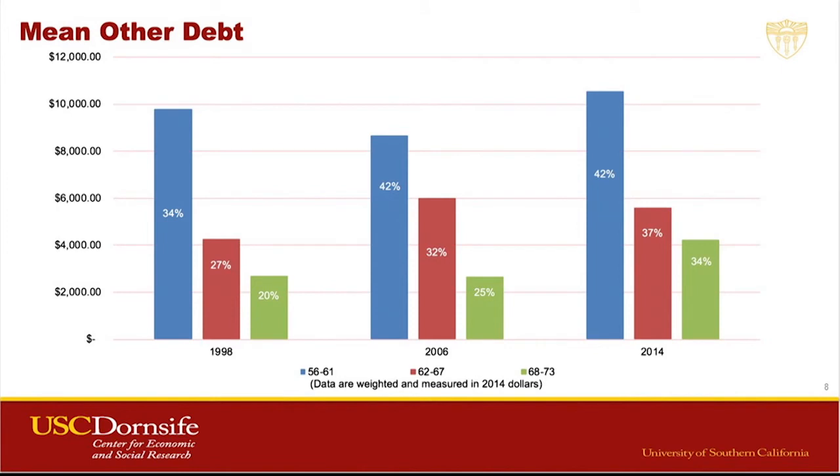But that does not tell the entire story. In fact, we also see increases in debt across the portfolio. Perhaps most concerningly, we see increases in other debt, which includes unsecured debt like credit cards and medical debt, particularly at the older age groups. Between 1998 and 2014, both the fraction of older adults holding this debt and average debt levels increased about 80%.